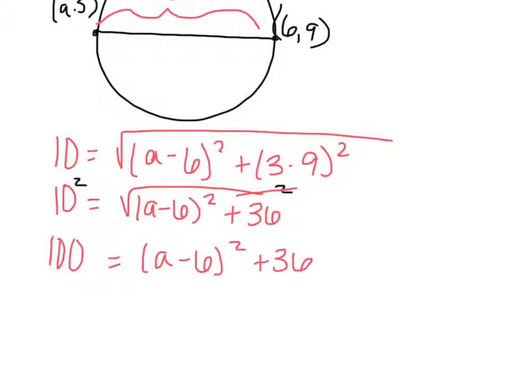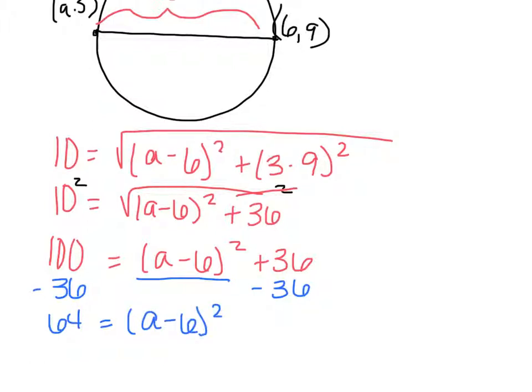So you can do a couple different things. You can isolate this term that's squared, or you can multiply it all out. I'm going to go ahead and isolate it. So I'm going to subtract 36 from both sides. And I'm going to be left with 64 equals (a minus 6) squared. And again, if I square root both sides, I'm going to cancel out that squared.